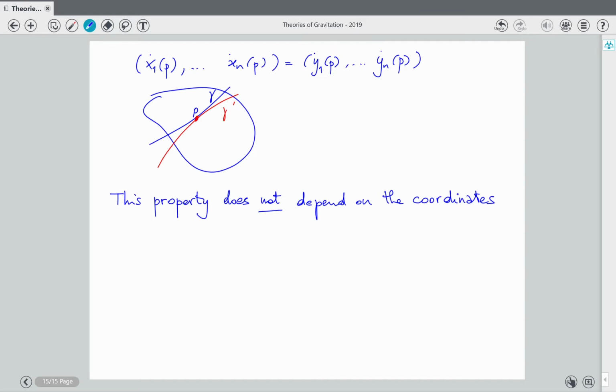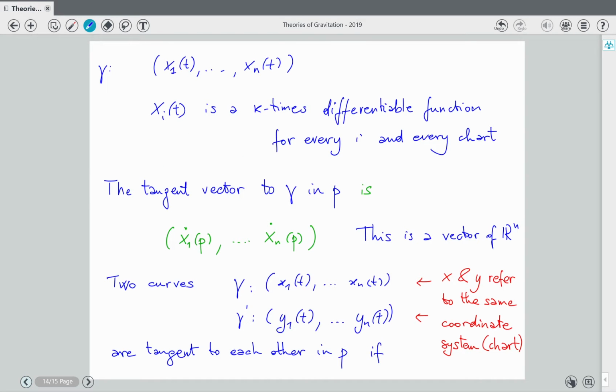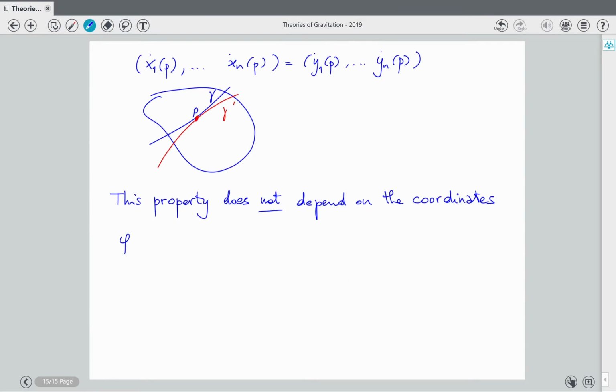So let's say we have... yes, probably it's necessary to use a different notation now, not to make confusion. So instead of calling the two curves gamma and gamma prime, I call them gamma 1 and gamma 2. So it's early enough to change the notation. Okay, gamma 1 and gamma 2.